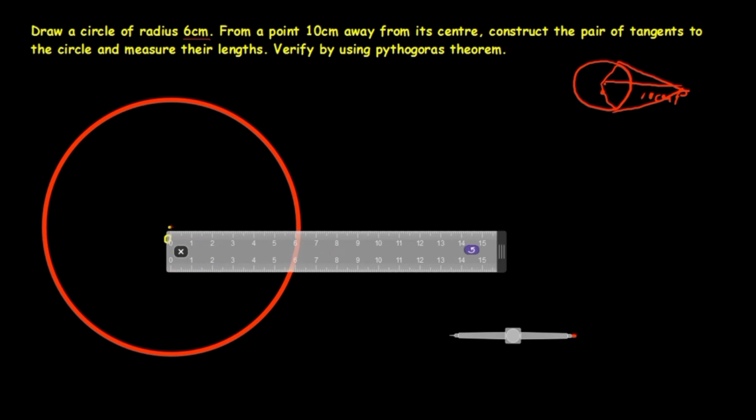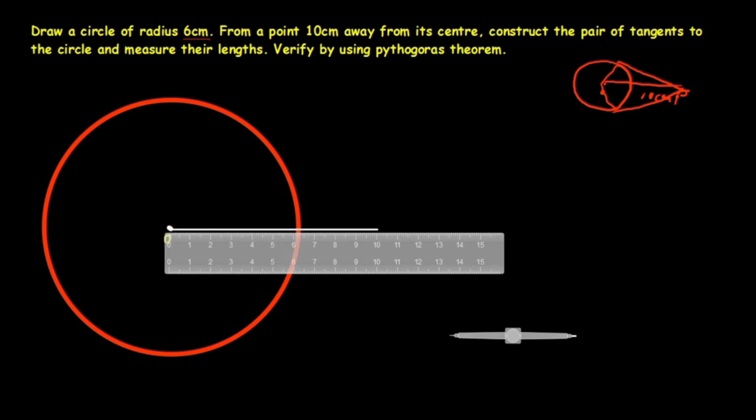Now in the problem they gave the point P, which we should take outside of the circle, such that OP is equal to 10 centimeters. So this is given in the problem. You can observe here, from the center they have given a point 10 centimeters away, so I am going to draw a line of 10 centimeters.